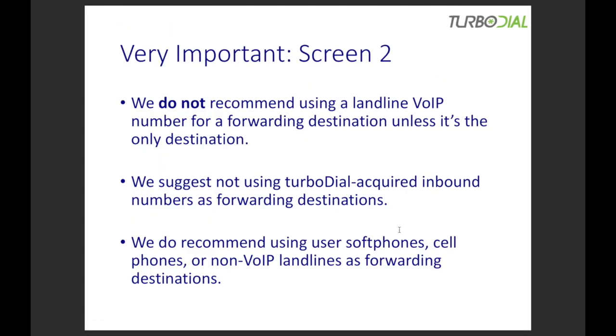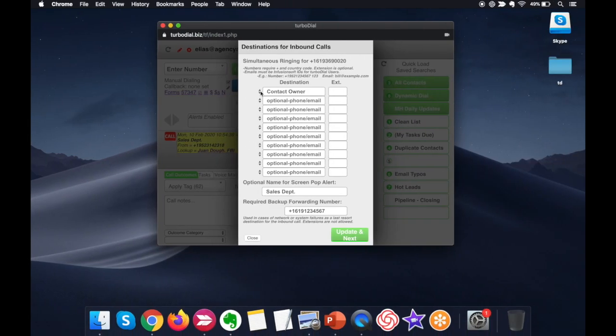Okay, some very important points we ought to talk about on screen 2 is that we do not recommend using a landline VoIP number for a forwarding destination unless it's the only destination. So what that means is if you're going to have it forward to a VoIP number, this should be the only number in the destination column. And the reason for that is that VoIP landline carriers often intercept a call and prevent other destinations from ringing because from a TurboDial perspective, we assume that the call got answered because of what the VoIP provider sent back to us. But technically this number could still be ringing.